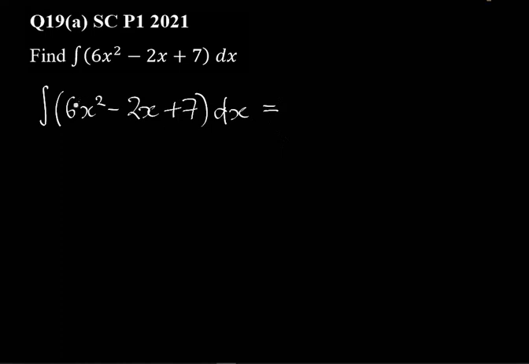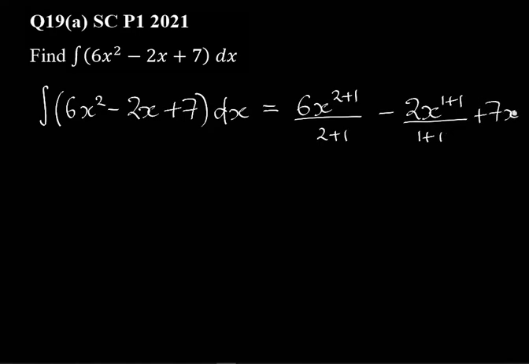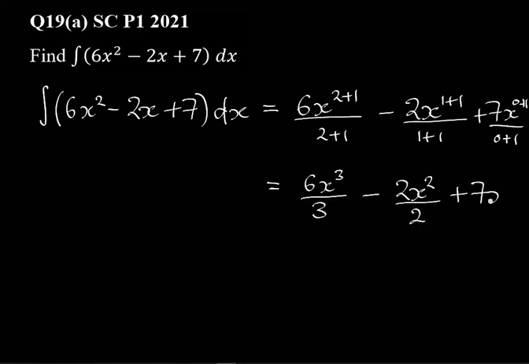The first term here is 6x squared. We integrate that, very simple, plus 1, minus 2x to the power 1 plus 1, plus 7x to the power 0 plus 1 over 0 plus 1, and we have 6x to the power 3 over 3 minus 2x to the power 2 divided by 2 plus 7x, and we can add our plus c.